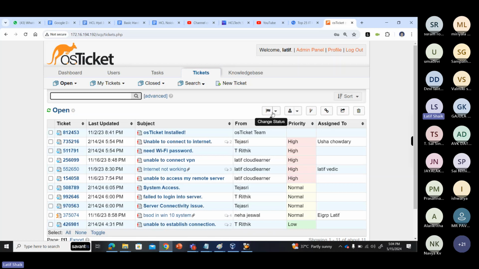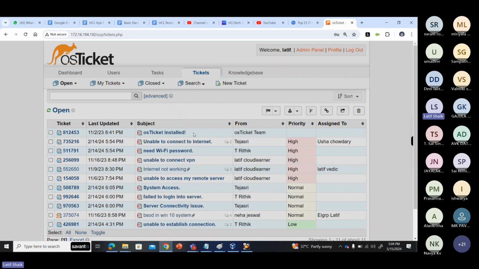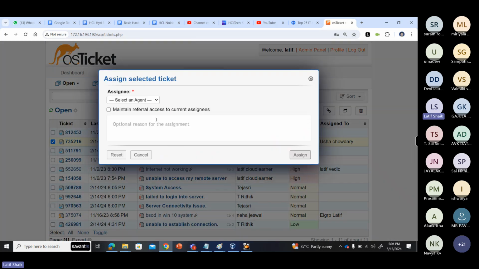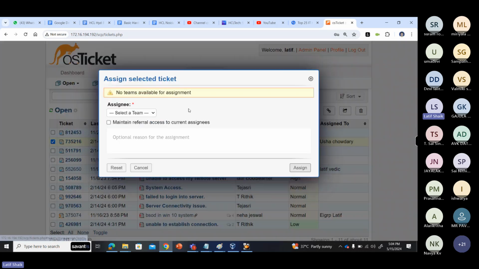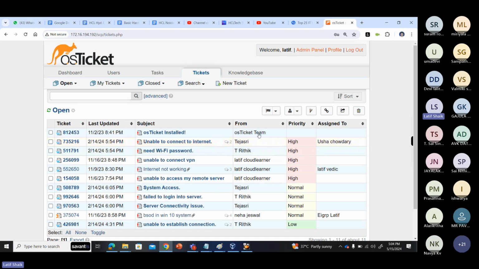For example, you want to assign to an agent. So for example, I want to assign this ticket to an agent. I can select the agent name, so I can assign this ticket to that specific agent. Or I can assign this ticket to a specific team, in case I have created teams, like a server support team, networking team like that. So I am able to do it. If someone wants to ask a question, you can ask.